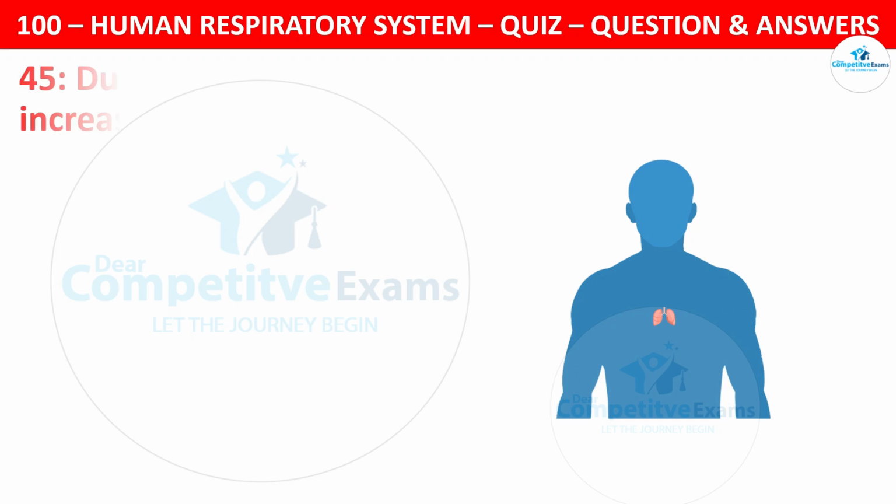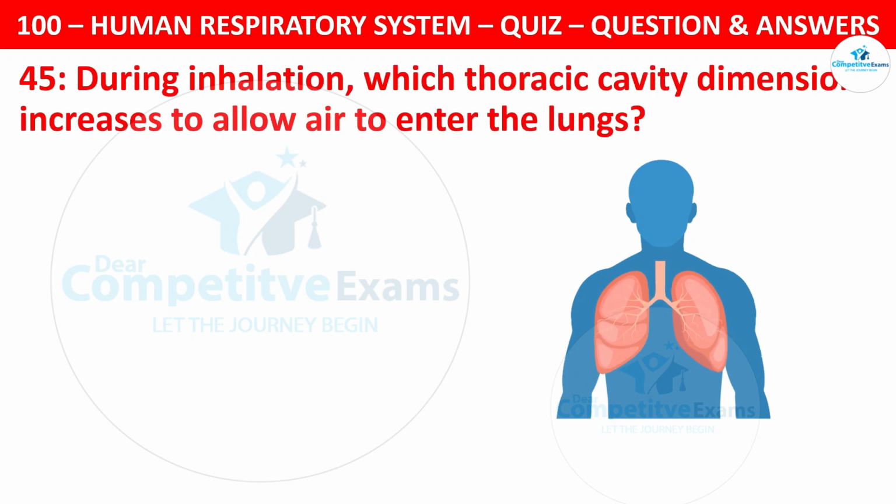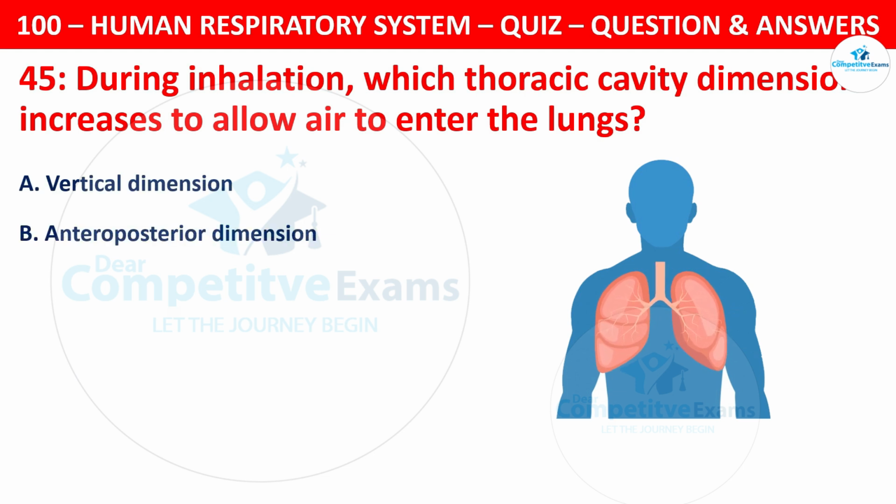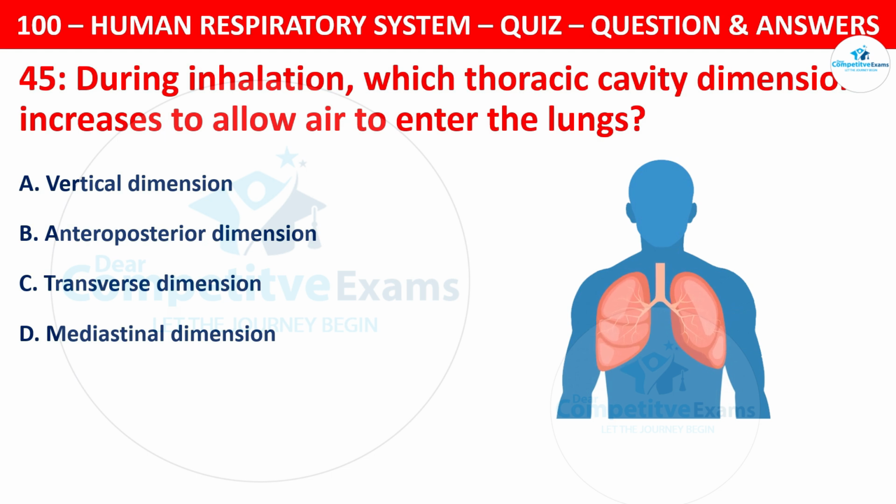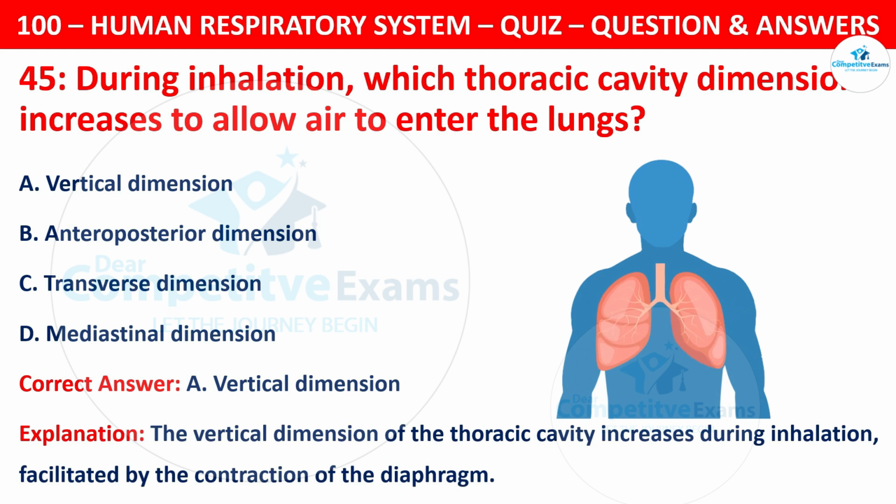Question number 45. During inhalation, which thoracic cavity dimension increases to allow air to enter the lungs? The options are vertical dimension, antero-posterior dimension, transverse dimension, or mediastinal dimension. The correct answer is A, that is vertical dimension. The vertical dimension of the thoracic cavity increases during inhalation, facilitated by the contraction of the diaphragm.